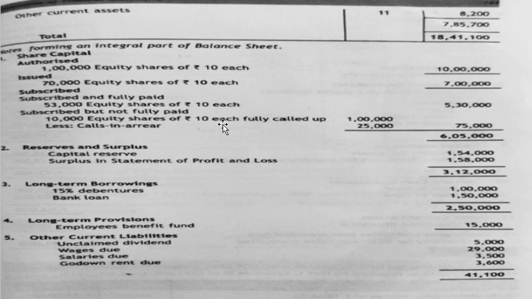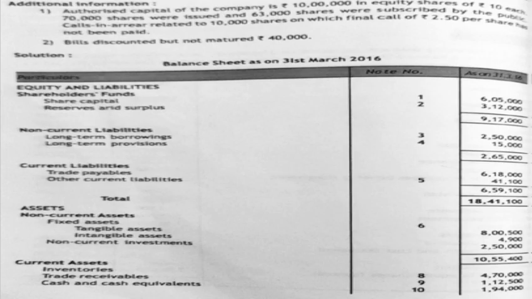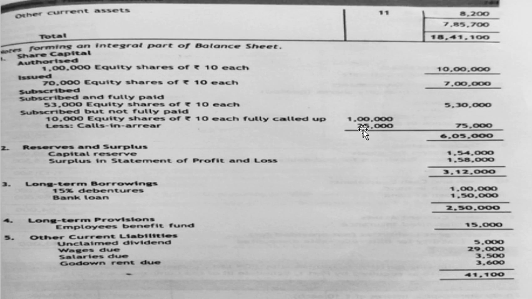In that 1 lakh, we have calls in arrears at rupees 2.50, as given in the adjustment. So 10,000 into 2.50 will give you 25,000, which is your calls in arrears. From the subscribed but not fully paid 1 lakh, we subtract the calls in arrears of 25,000, which will give you 75,000. So the total share value we have here is 6 lakh 5,000, which is your subscribed and fully paid share value. Next is our reserves and surplus.